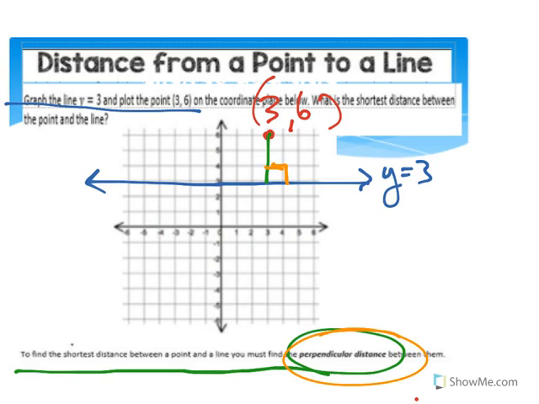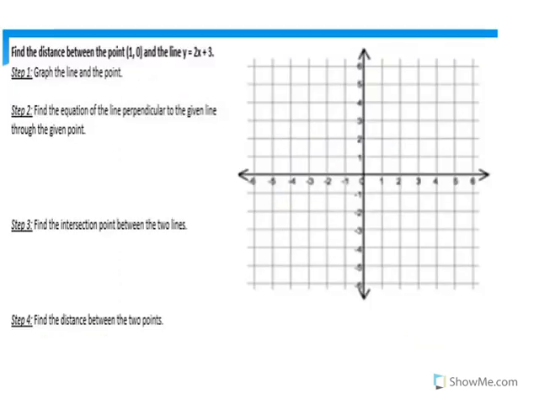Okay, let's move forward. I've given you a step-by-step process here, 1, 2, 3, and 4, on how to approach these problems. Here it says find the distance between point 1, 0, and line y equals 2x plus 3. Let's graph the line and the point, step 1. So the point is 1, comma 0. It finds itself right around there. And then y equals 2x plus 3. We're going to start at the y-intercept of 3 because that's what we're told.